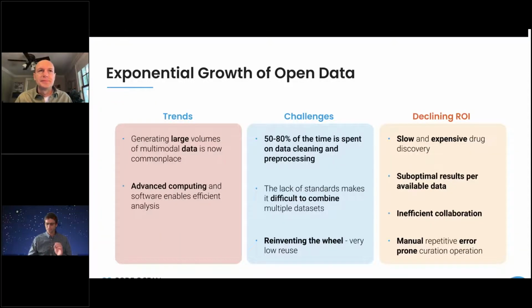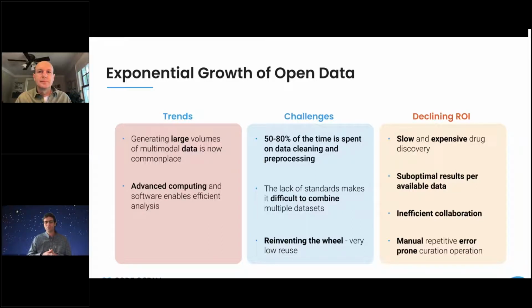That's a great question. So I think now we have the technology to generate very large volumes of multimodal data. So technology is not really the bottleneck anymore. We also have access to advanced computing, including cloud, to really analyze those data efficiently. However, as the poll suggested as well, we spend a lot of time in cleaning and processing the data so that they're finally amenable for analysis.